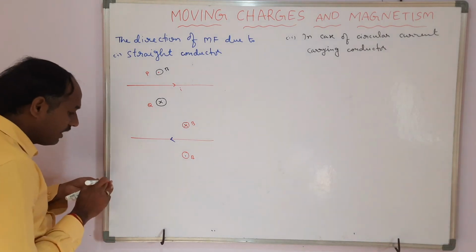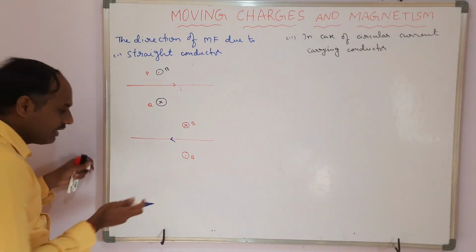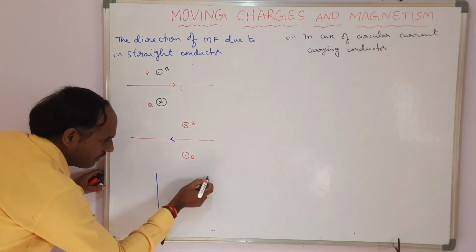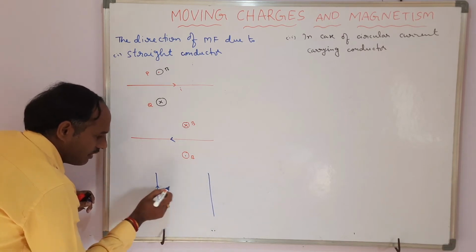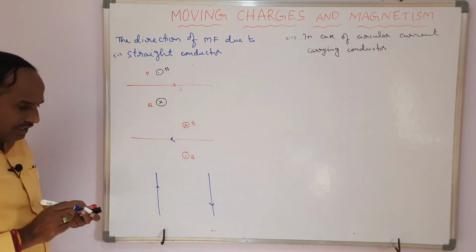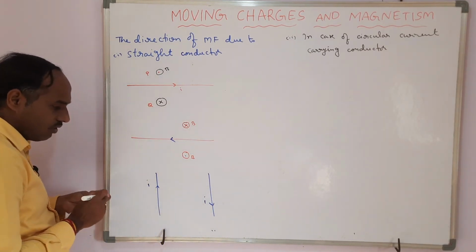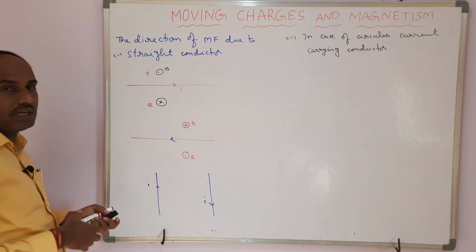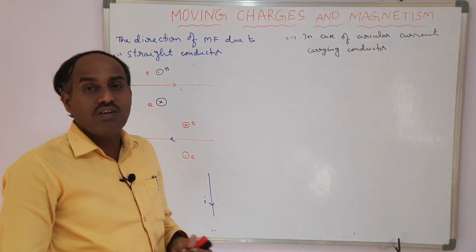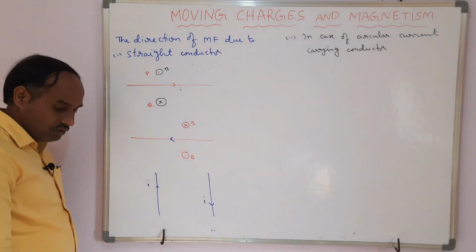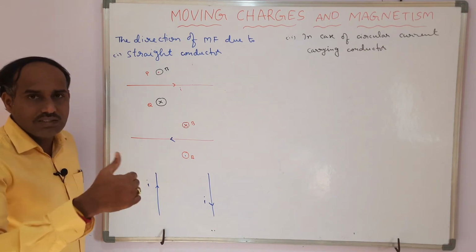Now if you take conductors in the vertical direction, that is, in the plane of the board only, in one the current is upward and in the other the current is downward. These two are the current carrying conductors. Now, to the right of the conductor and to the left of the conductor, my intention is to know the direction of the generated magnetic field. Stop the video and check yourself.